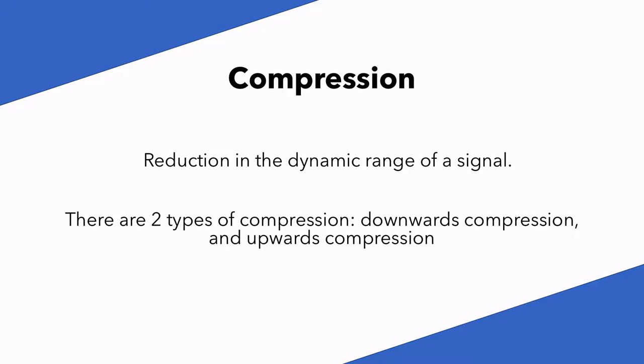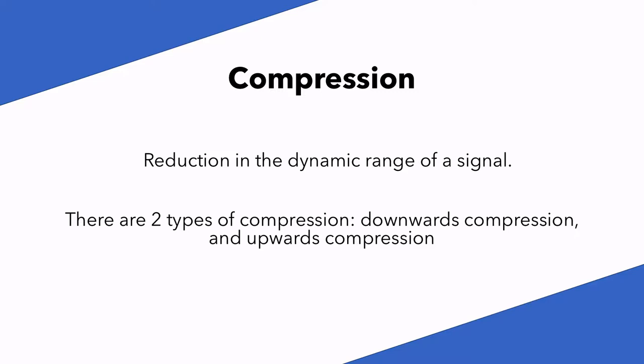For example, we don't want the quiet parts of a vocal recording to be lost under the rest of the song, or for the loud parts to stick out over the top of the rest of the song. So we use compression to help even out the volume, or the dynamics. There are two ways that you can reduce the dynamic range of a sound: downwards compression and upwards compression.